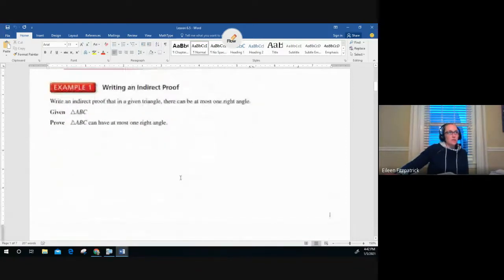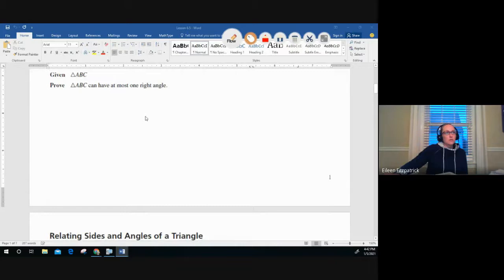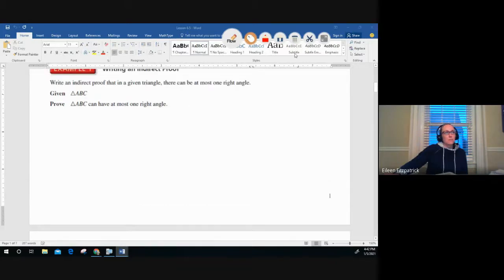All right, so we're going to write an indirect proof. It says write an indirect proof that in a given triangle, there can be at most one right angle. So you're given triangle ABC, you want to prove that triangle ABC can have at most one right angle. Okay, so let me move this up just a bit. All right, get my pen. I'm going to break this into the steps that are listed above so that you can refer to them. The first step said that you're going to identify the statement you want to prove. Well, that's right here. It says prove that triangle ABC can only have at most one right angle.